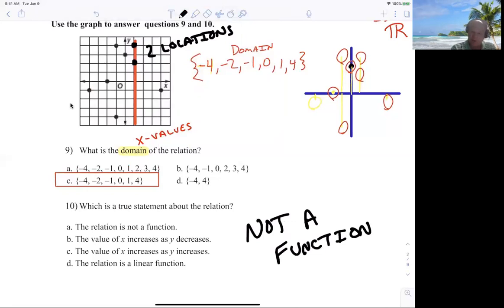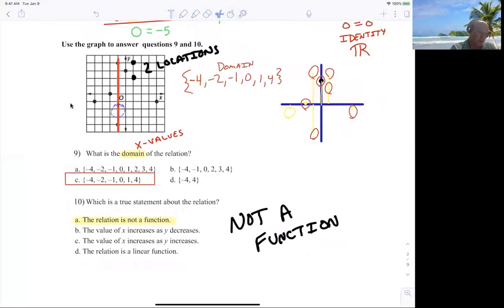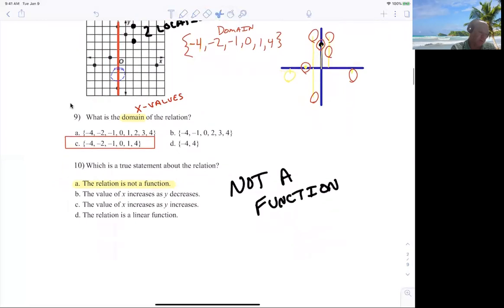It is not a function. All right. So that was easy. The first answer is correct. The relation is not a function. If I were to continue, there's another point right here where the vertical line touches both points. So it's still not a function. It only has to happen once in order for it not to be a function.